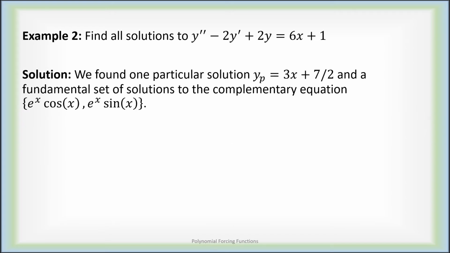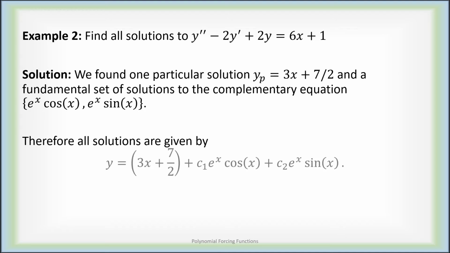So we have found one particular solution, 3x plus 7/2, and we also found a fundamental set of solutions to the complementary equation, e to the x cos x, e to the x sin x. Therefore, all possible solutions are given by one particular solution plus linear combinations of our fundamental set of solutions. So all solutions must be of the form 3x plus 7/2 plus some constant e to the x cos x plus some constant e to the x sin x.